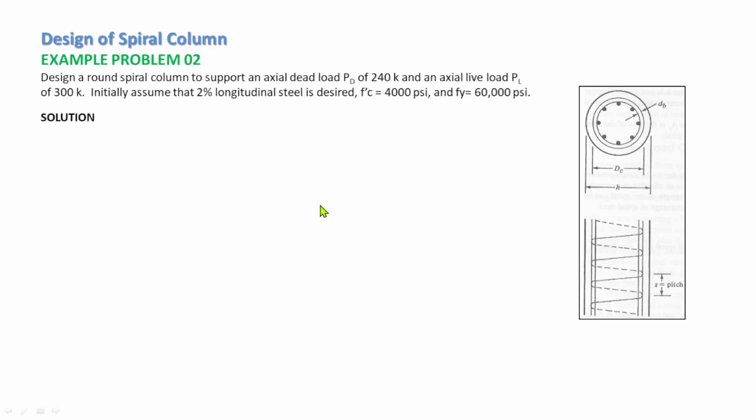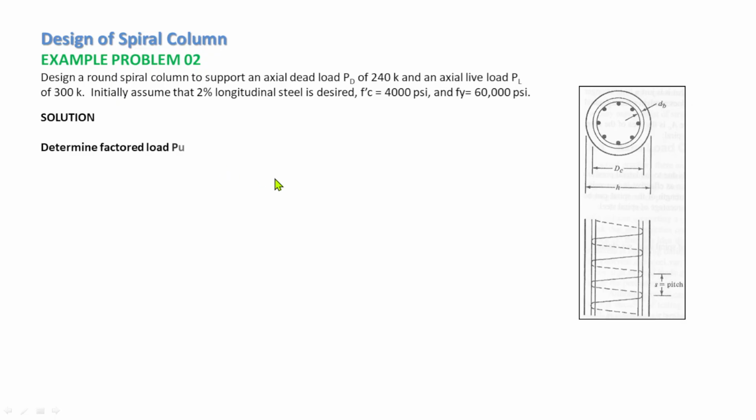And here it is. Design a round spiral column to support an axial dead load of 240 kips and an axial live load of 300 kips. Initially, assume that 2% longitudinal steel is desired. We have here the given strength of concrete 4,000 psi and 60,000 psi strength of steel. So let's get started with the solution.